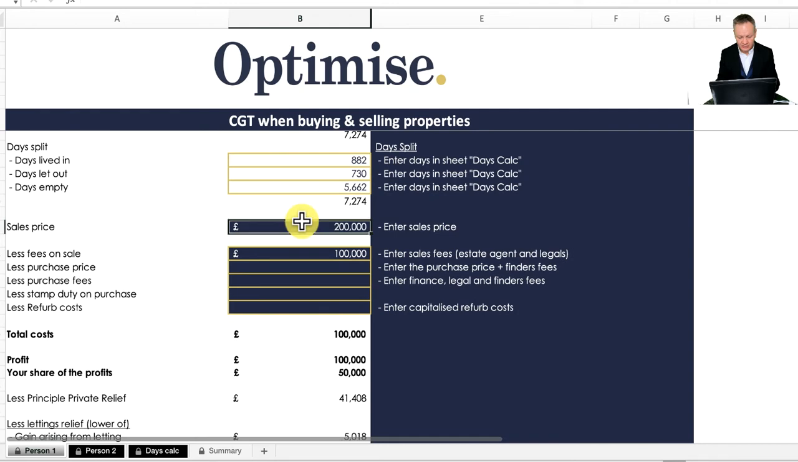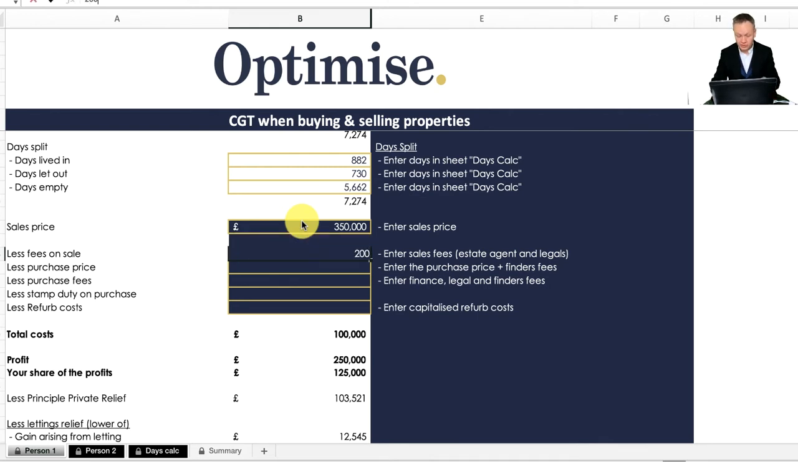Now you may have a sales price of the property. Let's say you sold the property for £350,000. You purchased the property for £200,000. Don't forget that you've got less the purchase price. Oh, sorry, that's the sales fees. So let's say the sales fees is 5%. So in fact, we'll just say £10,000. Less the purchase price, so that would be the £250,000. Less the purchase fees, so don't forget your legal fees, any SDLT that you may have had on that as well. So we'll just say £5,000 for now.